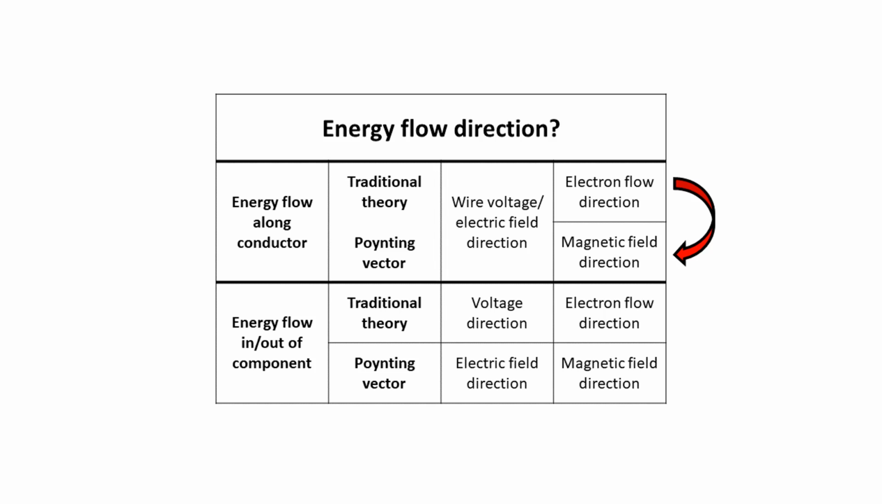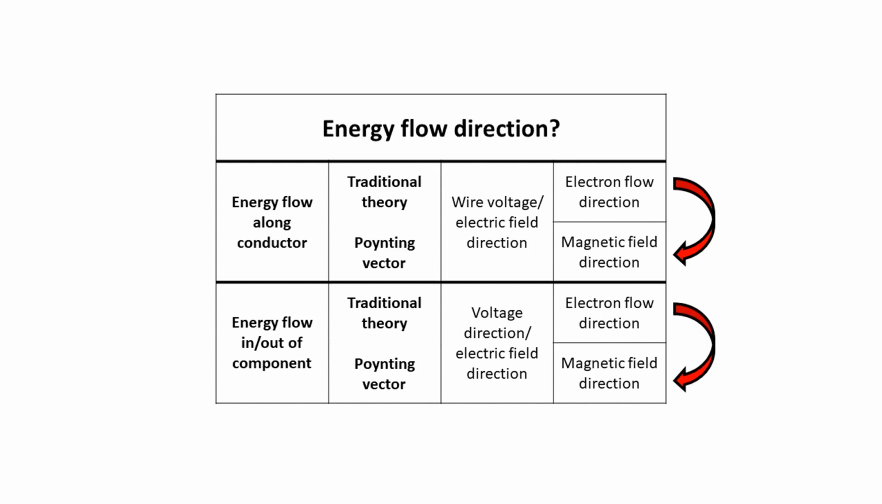So again, it may initially appear as if the traditional and Poynting methods are distinct approaches for analyzing circuits, but because voltage and electric field directions are synonyms, and because electron movement determines magnetic field direction, the two approaches end up being quite similar and return the same results.